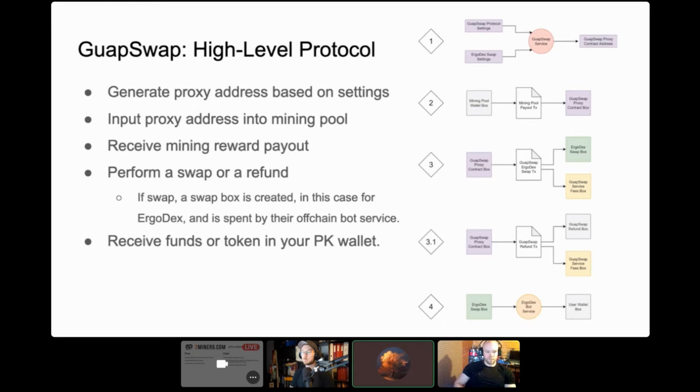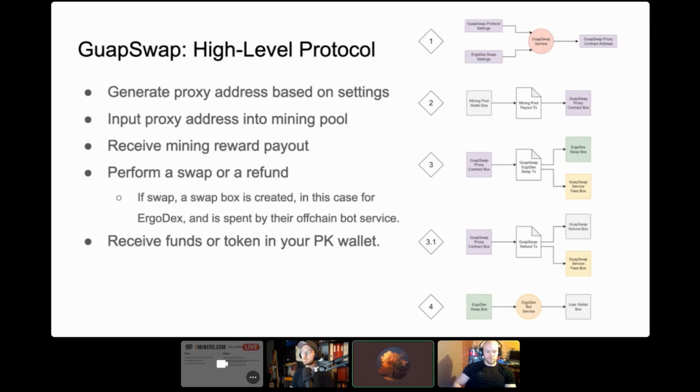pool you're using, and then any rewards you receive from mining would be sent to this proxy address instead of your public key. And the reason we use a proxy address is to ensure that the funds that are locked at that address can only be spent in the specific way laid out in the contract. And this contract is open source, so you can read it and ensure that we aren't actually spending it in any funky ways. So in step 2, you would receive your payout, and this would create a box on the Ergo blockchain locked with the proxy address and your mining rewards in it.